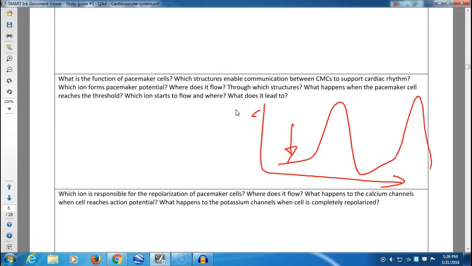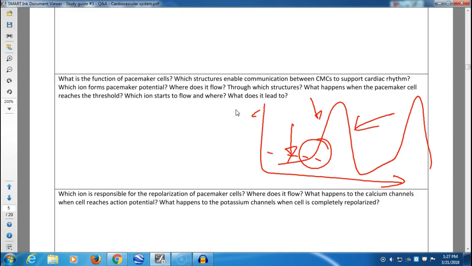This one, what forms it? Sodium channels. This one. Calcium channels. This one. Potassium channels. So, sodium and calcium go into the cell, potassium flows out of the cell. That makes sense?